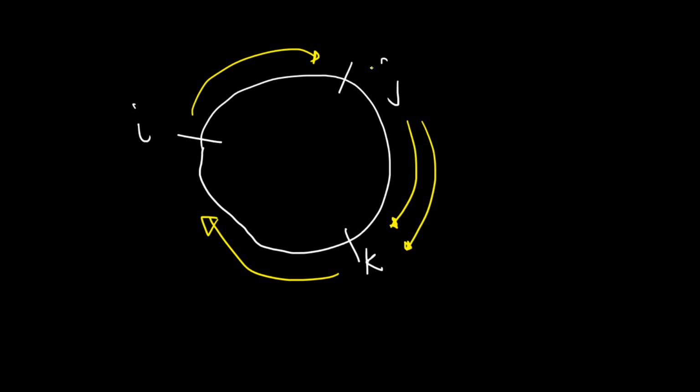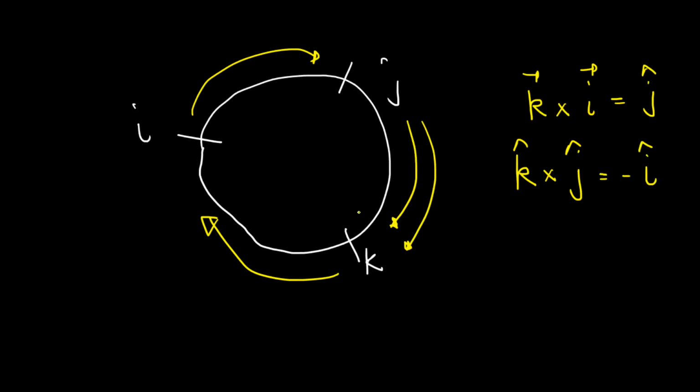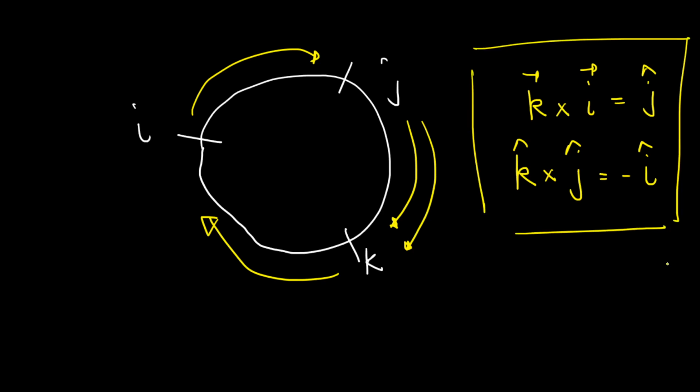But if you're going in the anti-clockwise direction, so somebody says, what is K cross I? Then you are going in the clockwise direction, so therefore you will write this as equal to J. But if somebody says, what is K cross J? Now you're going from K to J in the anti-clockwise direction, and therefore this is equal to minus I. So using a quick diagram like this, one figures out the cross product between the unit vectors very easily.